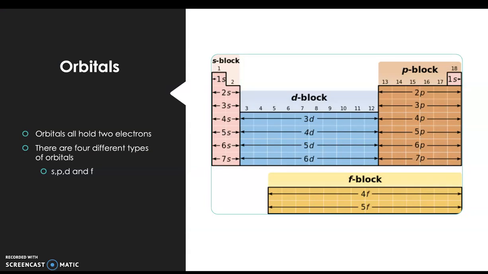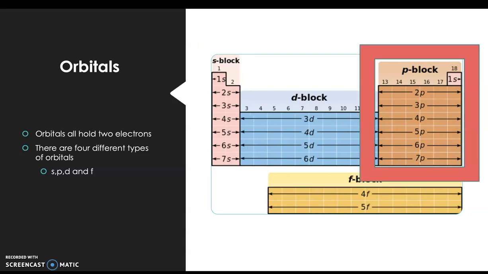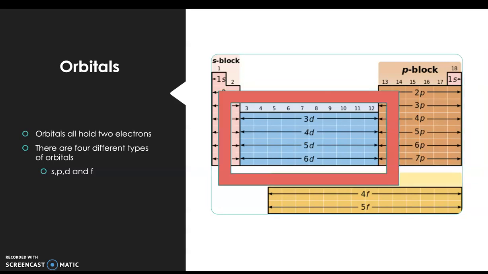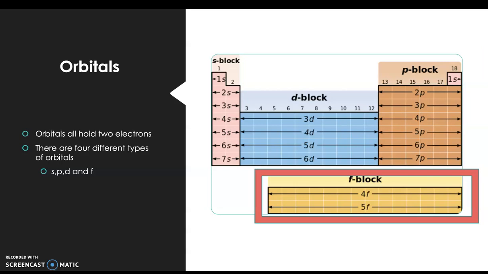Orbitals. Orbitals all have 2 electrons. There are 4 different types of orbitals: the s block, the p block, the d block, and the f block.